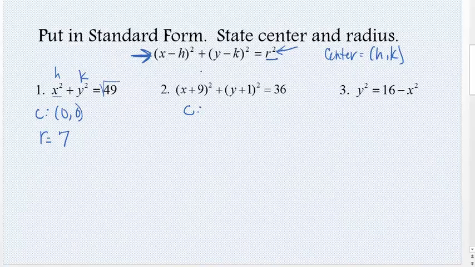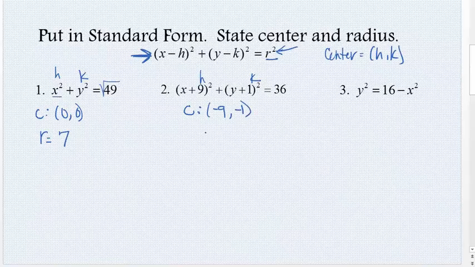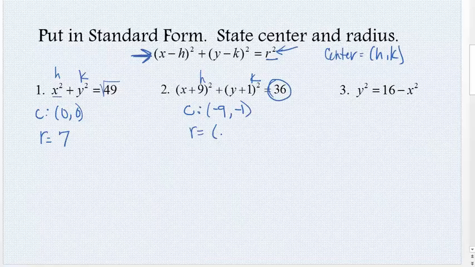Let's look at number 2. Let's find the center. h goes with x and k goes with y. So remember, I've got to switch those signs when I pull them out. So this will be negative 9 and negative 1 for my center. The radius is the square root of what it equals, so it's just 6.